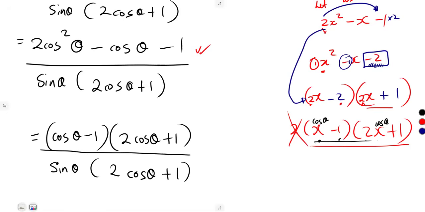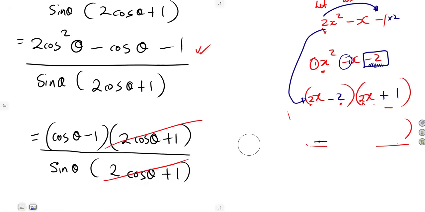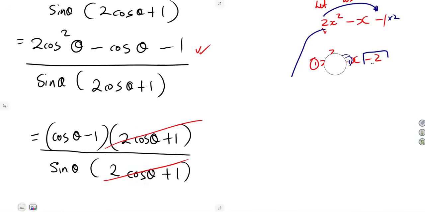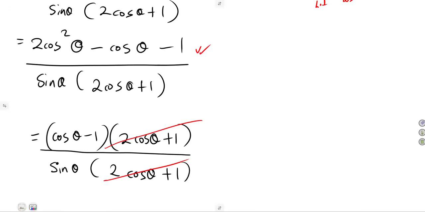Now that we have got these in a factorized manner, we can cancel whatever is common between the numerator and the denominator. So these 2, they can what? Cancel out. So we are going to be left with cos theta minus 1 in the numerator, over what? The sine of theta.